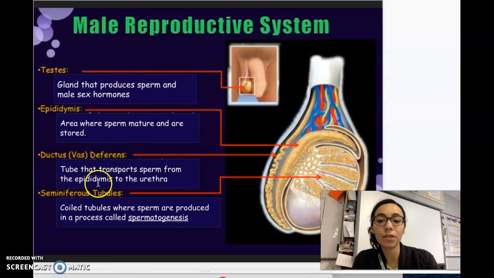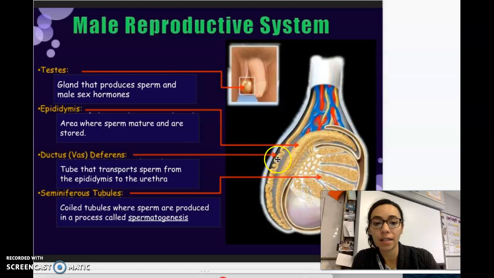Then if we go internally, we look at the functional units. So the testes would be the gland, the functioning gland, so that produces sperm, also produces sex hormones that helps to make those secondary male characteristics. The epididymis, so if this is the testes here, stored in the scrotum, the epididymis is this section here. So this tubing that's right outside of the testes, and this is where the sperm mature and are stored.